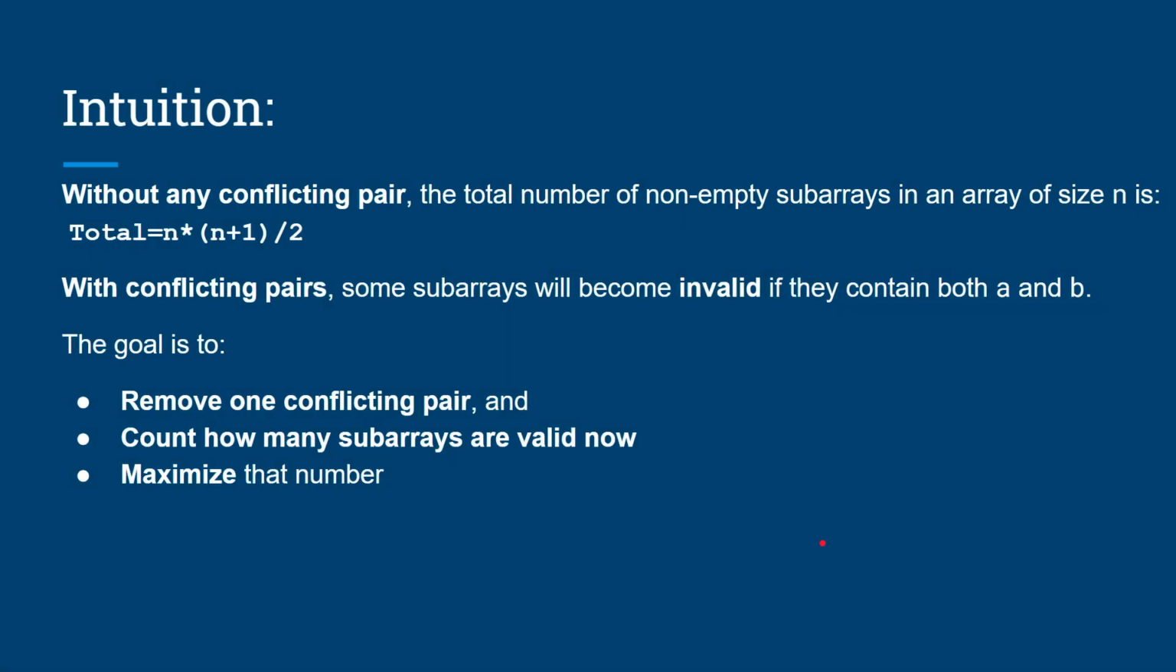So let's understand the intuition. Without any conflicting pair, the total number of non-empty subarrays is what? n into n plus 1 by 2, right? With a conflicting pair, some subarrays will become invalid if they contain both a and b from the given pairs, right? So the goal is that we have to remove one conflicting pair, then count how many subarrays are valid now, and then maximize that number.